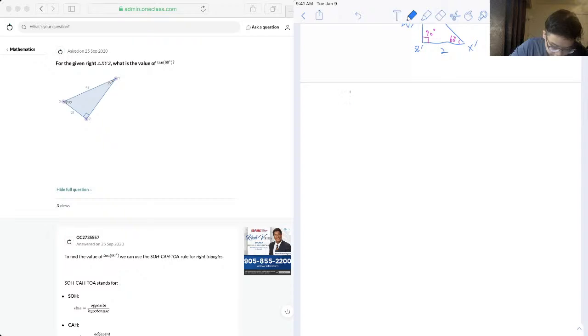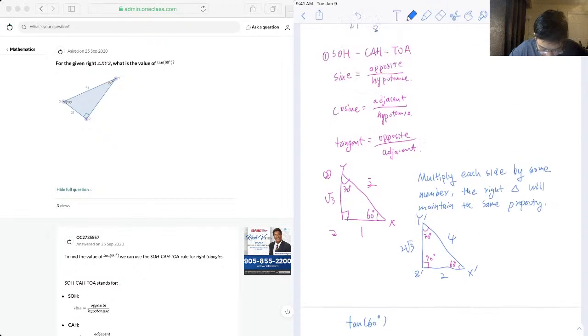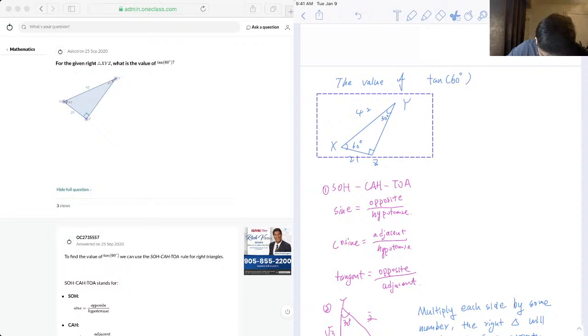So we need to solve for tangent 60 degrees. So let's use the TOA relationship. Recall TOA means tangent 60 degrees is equal to opposite over adjacent. Right. So we already have the value for our adjacent side. I'll copy down the graph.